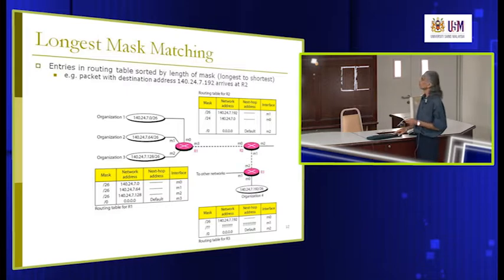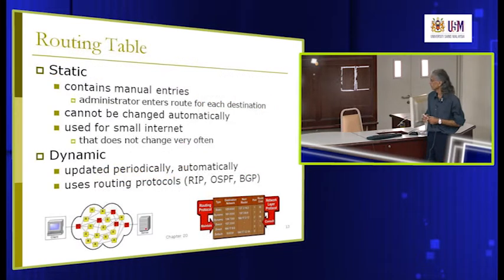All right. So now we have seen the contents of the routing table, and how the routing table is used by the router to make decisions. Now the question is, is this routing table fixed or is it dynamic? Routing tables can be either static or dynamic. Static means it's fixed. It doesn't change. Whatever entries you put inside are already fixed.